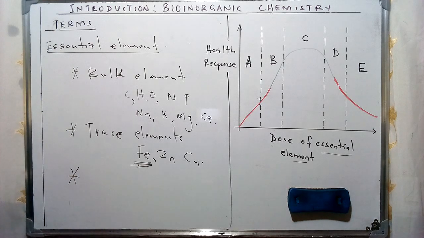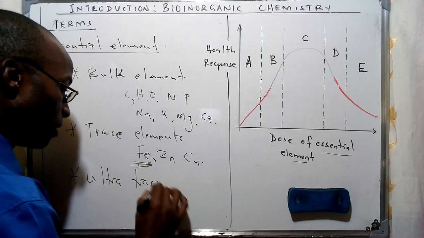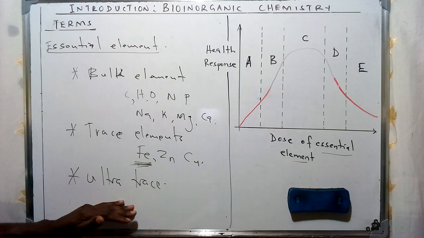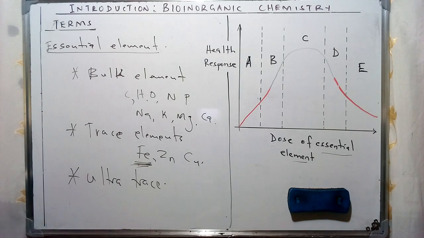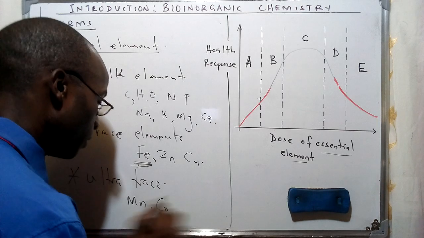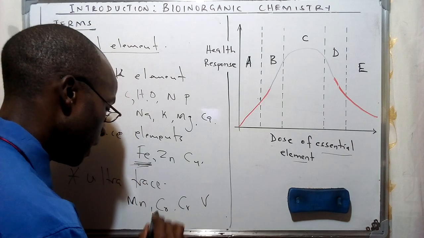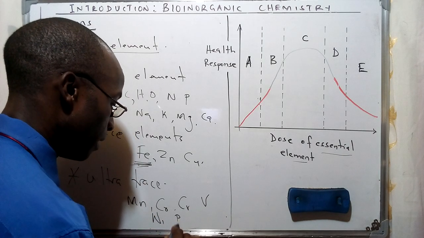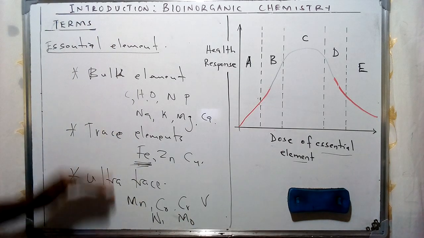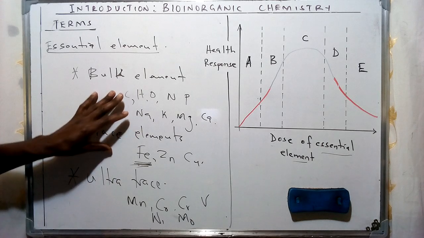Now, in a sense, we're going to see that the last category which we had listed was the ultra trace elements, which we said are also going to be required in a relatively smaller amount in the body. And we listed a few examples which include manganese, cobalt, chromium, vanadium, nickel, and molybdenum. But I may just list a few examples, and these are going to be forming a set of elements in terms of their quantities, which are going to be required in the body.